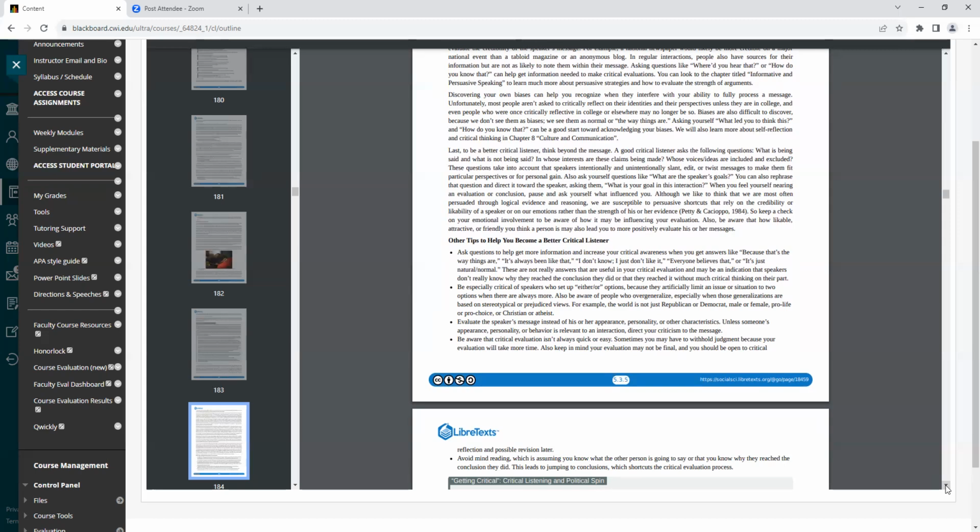Asking yourself, "What led you to think this?" and "How do you know that?" can be a good start toward acknowledging your biases. We will also learn more about self reflection and critical thinking in Chapter 8, Culture and Communication.